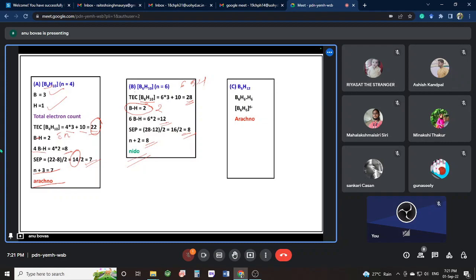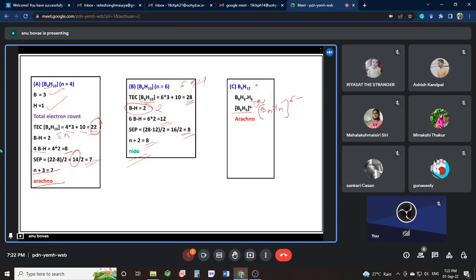How? By the formula. For example, the option C given is B6H12. So B6H12 can also be written as B6H6 dot H6. From here, if we remove 6H plus, we will get 6 minus sign. So this is B6H6 6 minus. According to the table which I have already shown earlier, BnHn 6 minus falls under arachno structure. So option C is arachno.